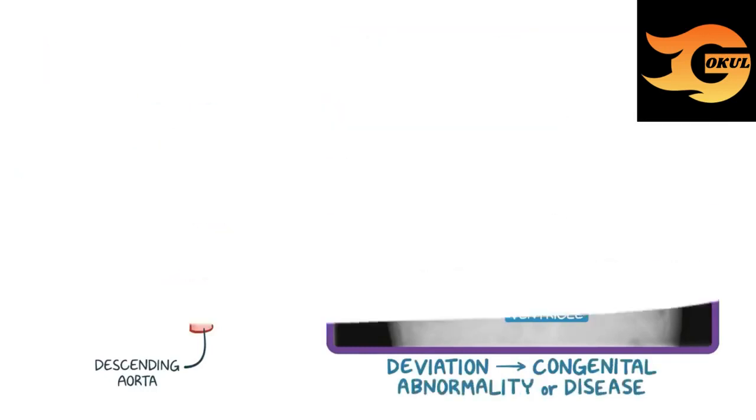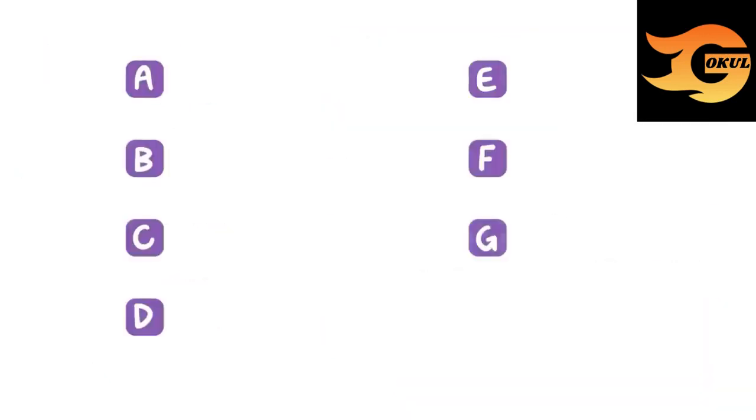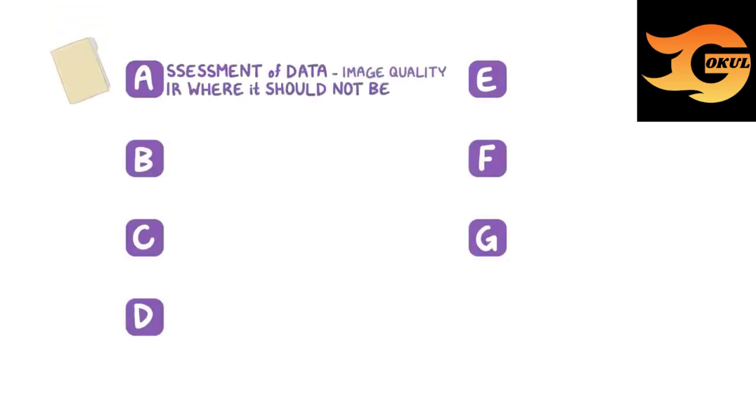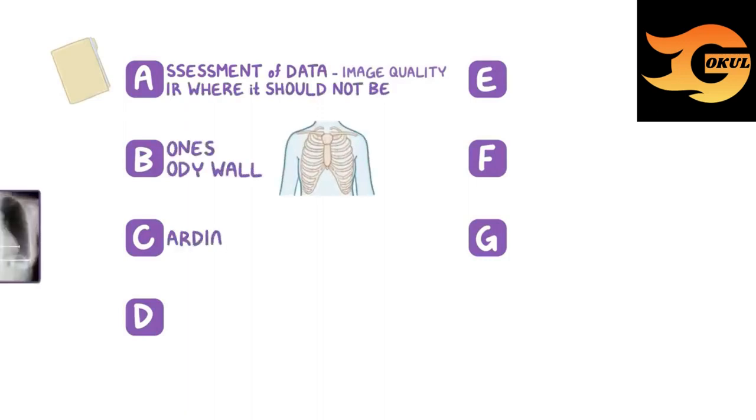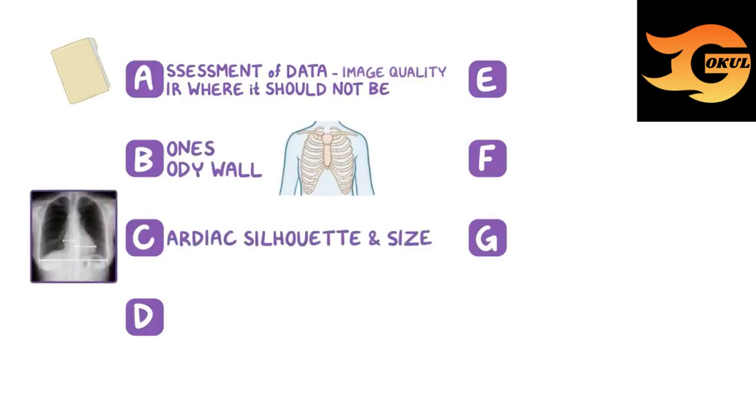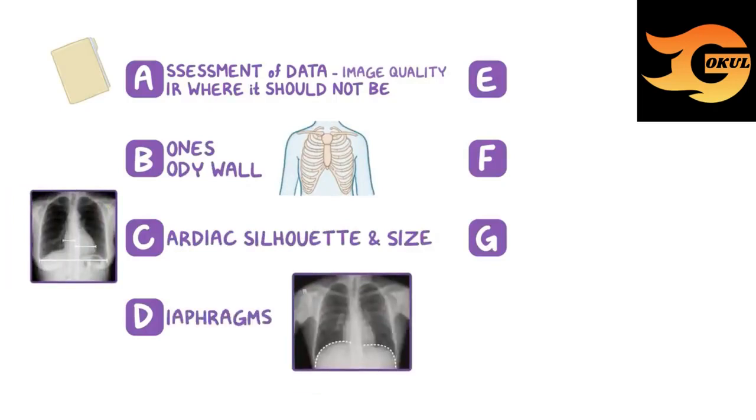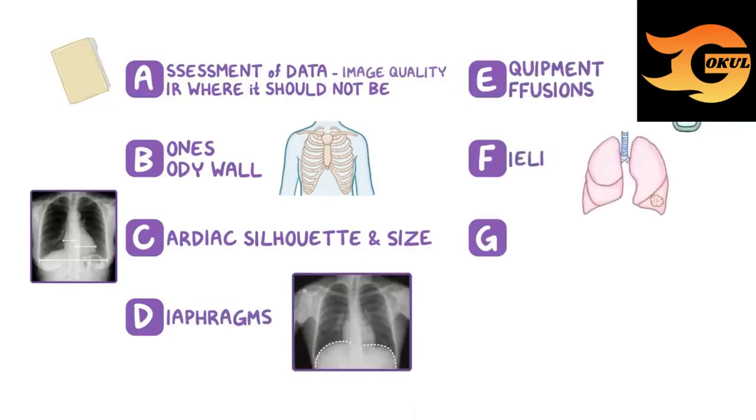Okay, to recap, using A, B, C, D, E, F, G. A is for the assessment of data and quality, as well as looking for air where it should not be. B is for bones and the body wall. C is for cardiac silhouette and size. D is for diaphragms. E is for equipment and effusions. F is for lung fields. And G is for great vessels.